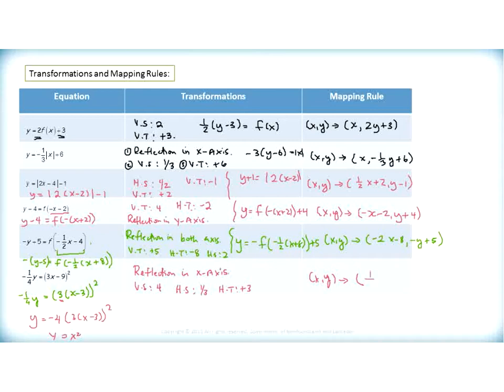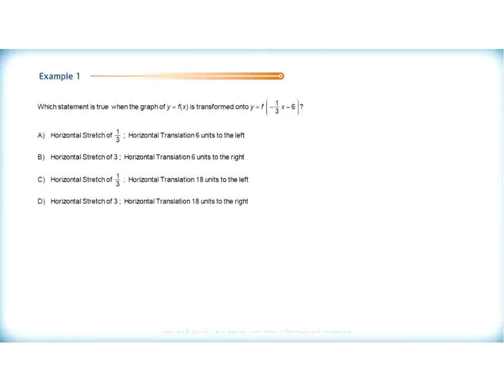We have 1/3 x plus 3, negative 4 y. There's our mapping rule. Okay, let's look at some examples here. Again, most of these examples we'll do here now will involve multiple choice. It might be a good idea for you to pause the recording and see if you can do these on your own.